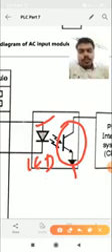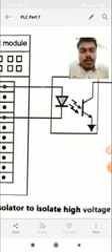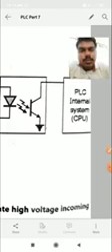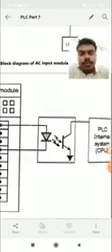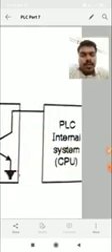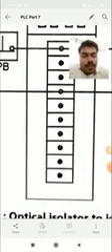Let's suppose this is the 115 volt AC input module. Module isolation separates the high voltage 115 volt AC signal from the CPU. This is the PLC CPU, and this is the input module. The opto-isolator separates these two. Typically the internal CPU will be of the rating 18 volt to 5 volt DC, and this is a very high voltage, 115 volt AC. So this has to be separated. In this way the optical isolation provides isolation.